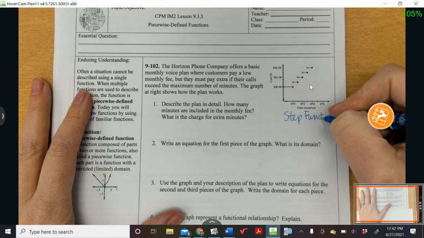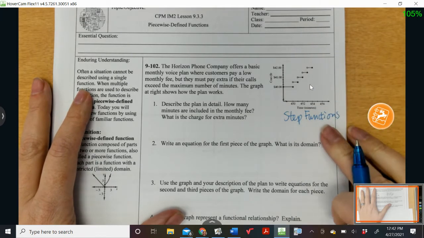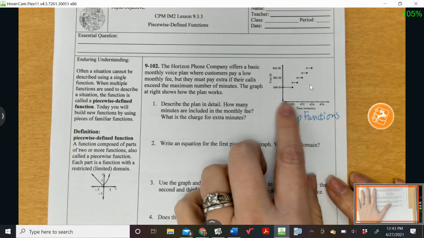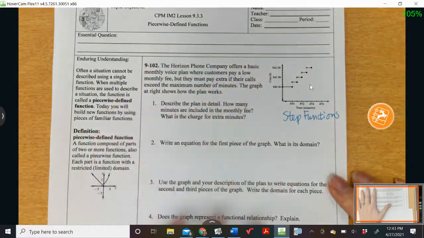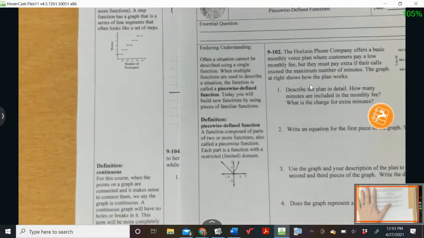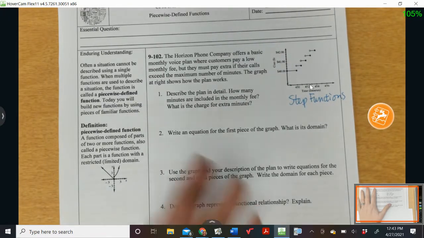It's important that we know what it is and how to use it. So this is a step function. Step functions are exceedingly common when one thing is continuous and the other is discrete, which we will be defining in just a little while. Okay, so continuous means no gaps and discrete means broken up.